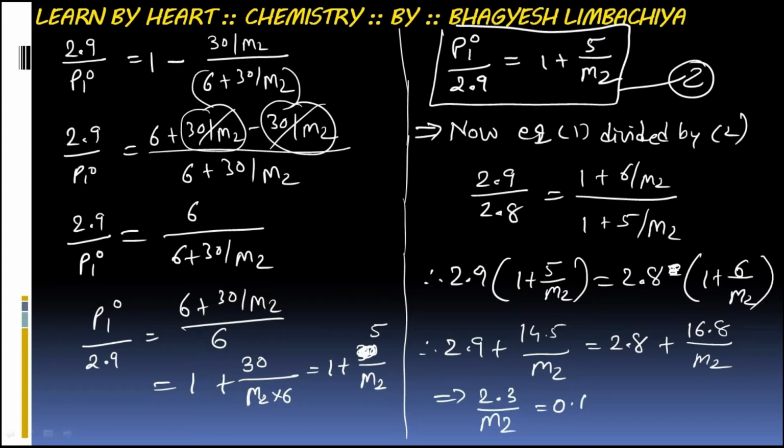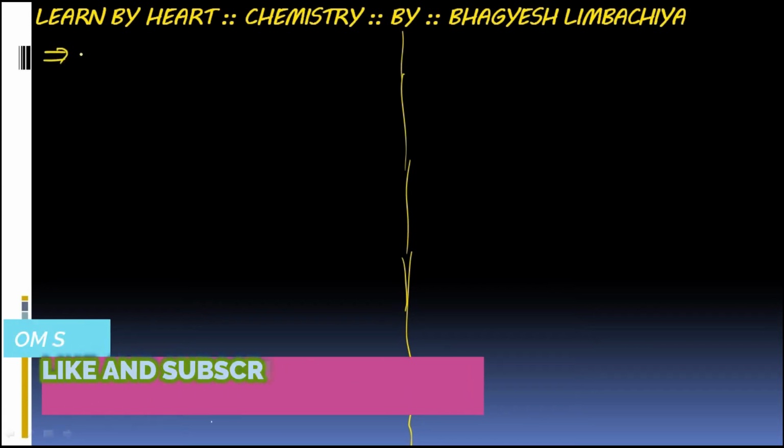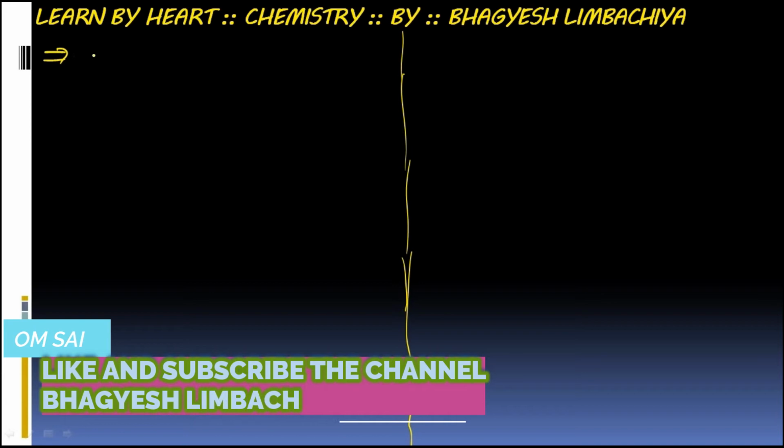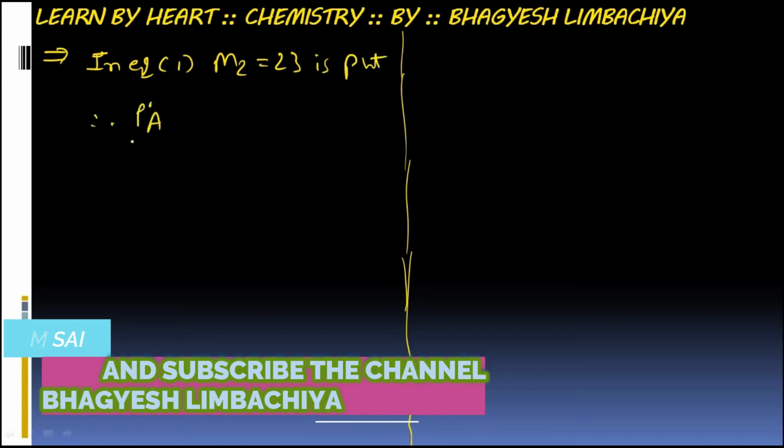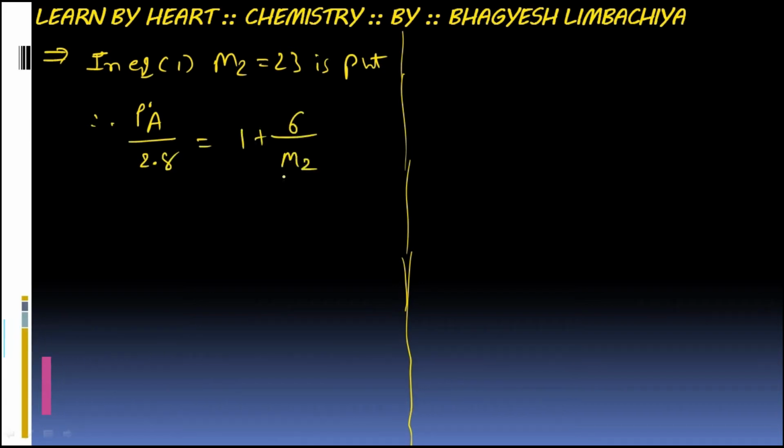So finally we are getting 2.3 by m2 equals 0.1, and m2 is calculated as 23 gram per mole. So now m2 is found by us. So any one formula can be taken. Suppose here equation number 1 is considered, and in this equation m2 equals 23 is put. So the formula was P0A upon 2.8 equals 1 plus 6 by m2, and m2 is 23.